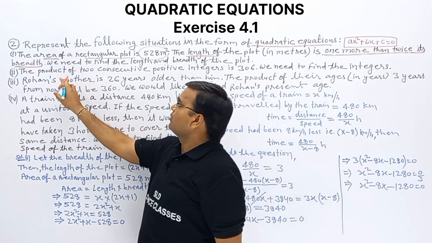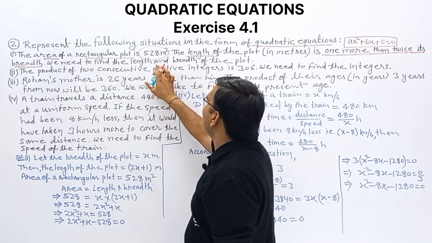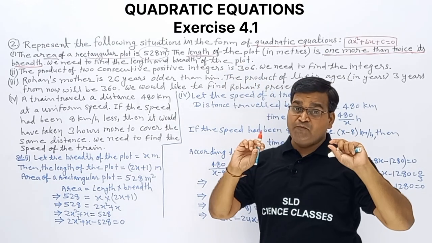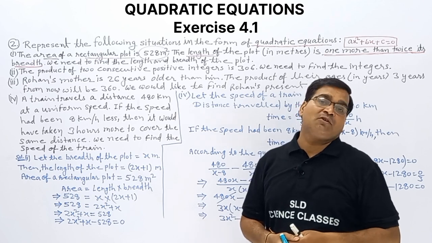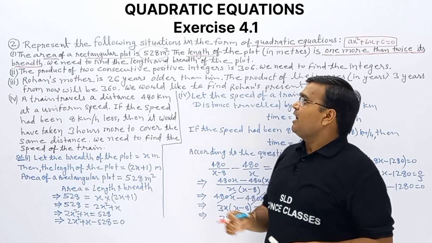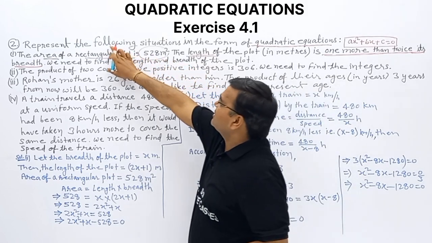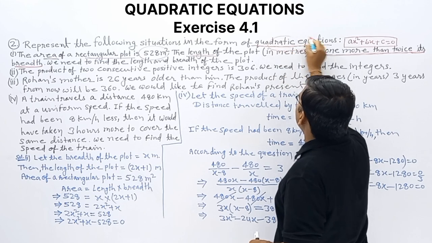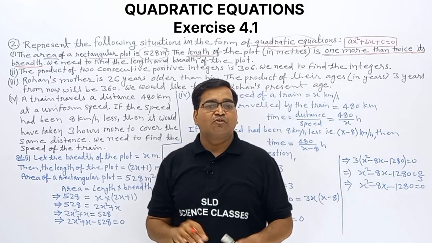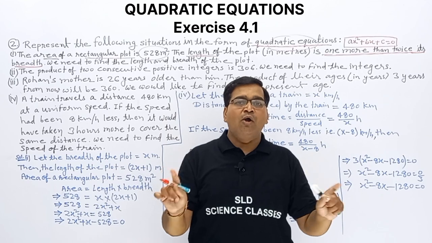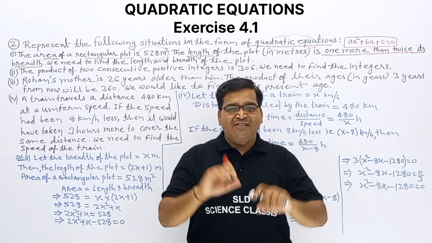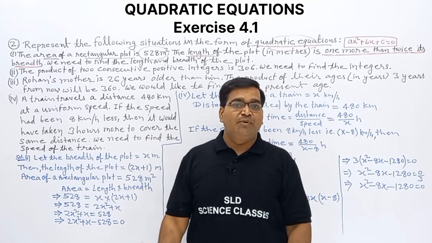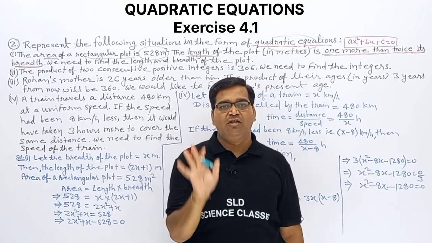Observe what we want. We need to find the length and breadth of the plot. But in all situations, we are asked to represent the situation in the form of a quadratic equation. So first we want the quadratic equation. Once we solve the quadratic equation, then we can find its length and breadth.